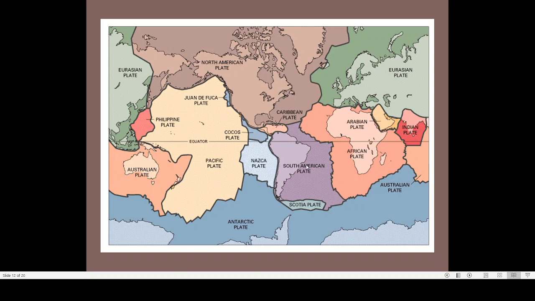Then you can see the South American plate. This is the South American plate. Then you can find the Australian plate, the North American plate, then the Pacific Ocean. Most of the Pacific Ocean is acting as a large plate known as the Pacific plate. Then we have the Australian plate. So these are the different plates. Just imagine a football.